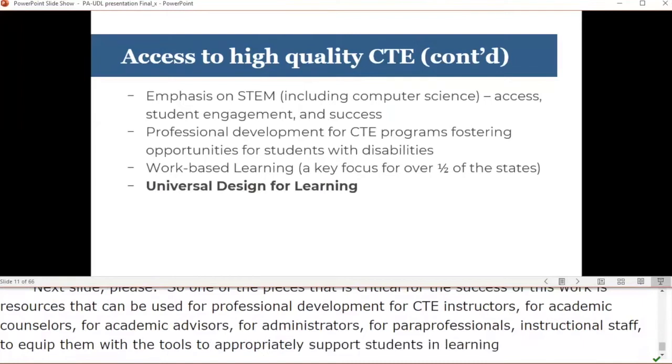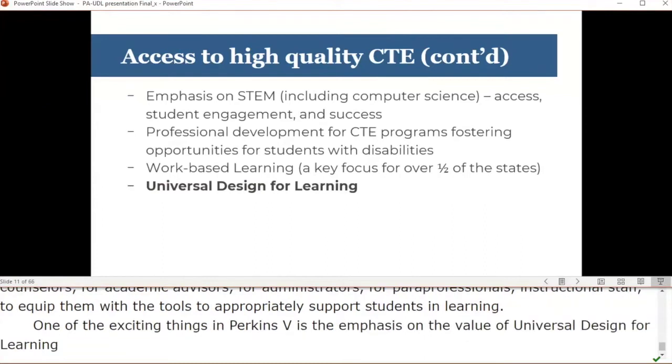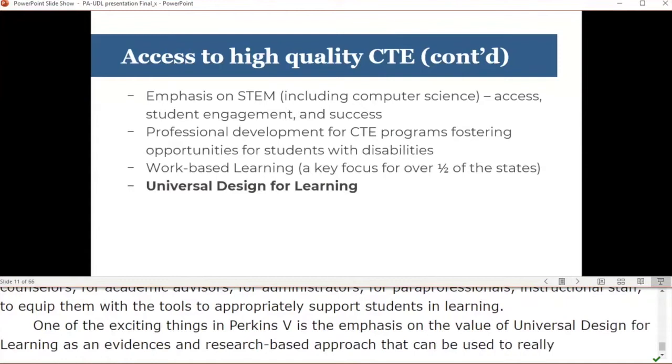And one of the exciting things in Perkins 5 is the emphasis on the value of universal design for learning as an evidence and research-based approach that can be used to really ensure equitable access and inclusive learning for individuals. And I don't want to steal Dr.